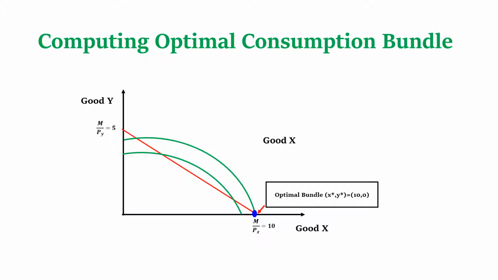The optimal bundle here is not 5, 0. He's not going to spend his income on good Y. Why? Because good Y is more expensive than good X. He's going to spend all his income on good X because it is relatively cheaper.